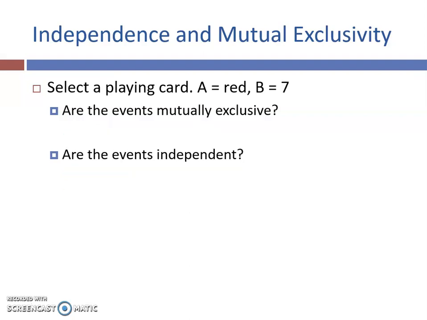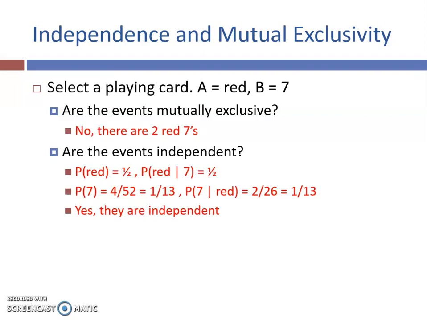All right, pick another card. A is that it's red. B is that it's a 7. Are they mutually exclusive? Are they independent? No, they are not mutually exclusive, because there are two red 7s. There's a 7 of hearts and there's a 7 of diamonds. Now, are they independent? So you have to check. What's the chance it's a red card? A half. What's the chance that it's a red card given that I told you it's a 7? Well, there are 4 7s and 2 of them are red. So you have a 1/2 chance of it being red if you tell me it's 7.